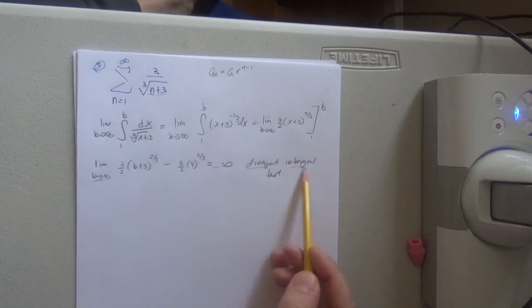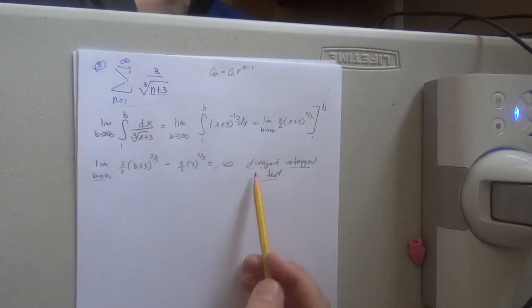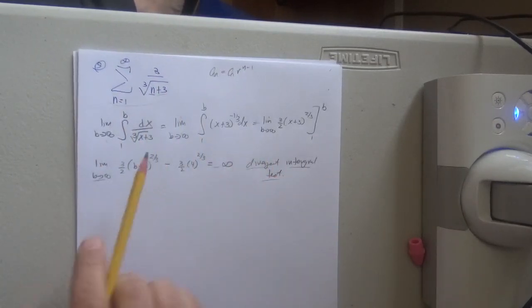Lastly, you need to write down divergent, integral test. Notice that I didn't rewrite the problem down here in front of this statement. I'm good. That's enough. Okay.